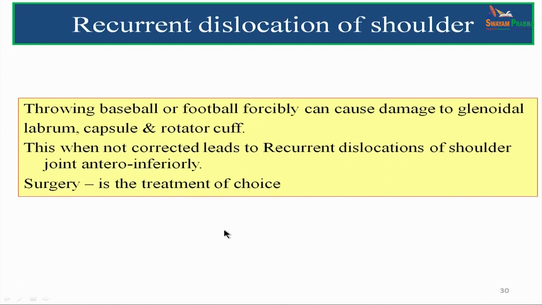Recurrent dislocation of shoulder. In sport activities such as throwing baseball or football forcibly can cause damage to glenoidal labrum, capsule and rotator cuff of the shoulder. When this is not corrected properly, it can result in recurrent dislocations of shoulder joint antero-inferiorly, as we all know that there is lack of support in the antero-inferior aspect of shoulder joint. Surgery would be the best mode of treatment for this condition.